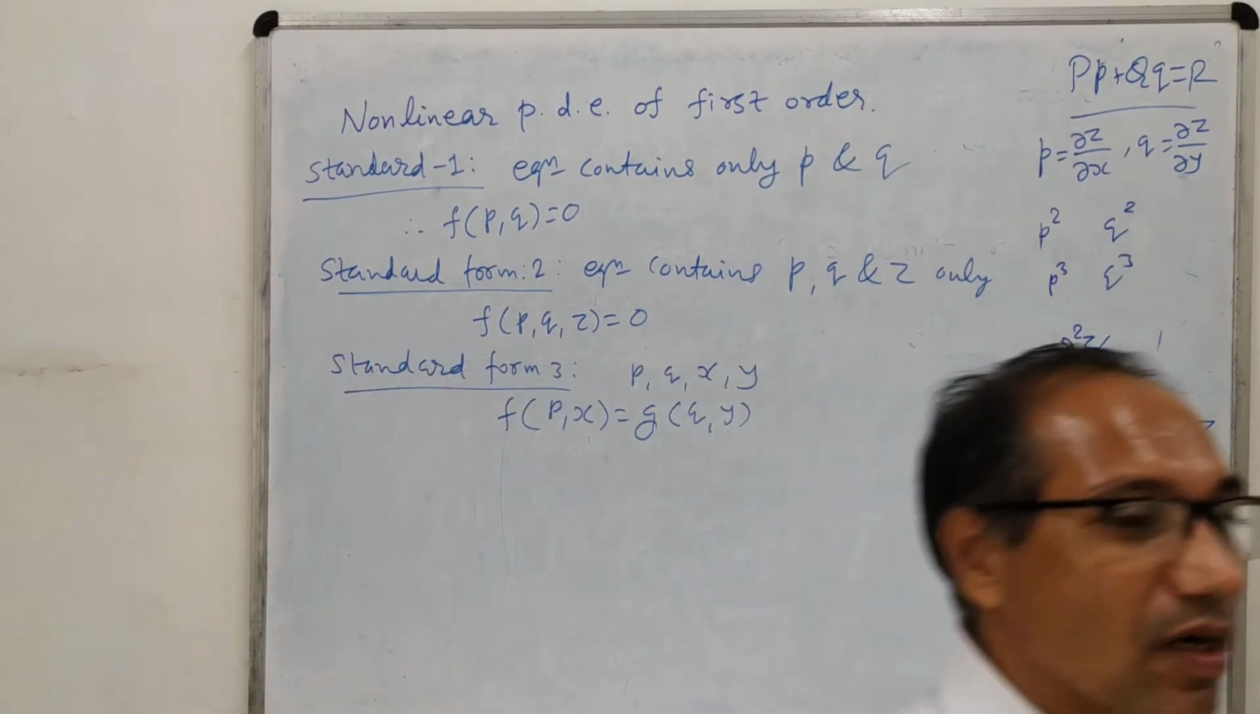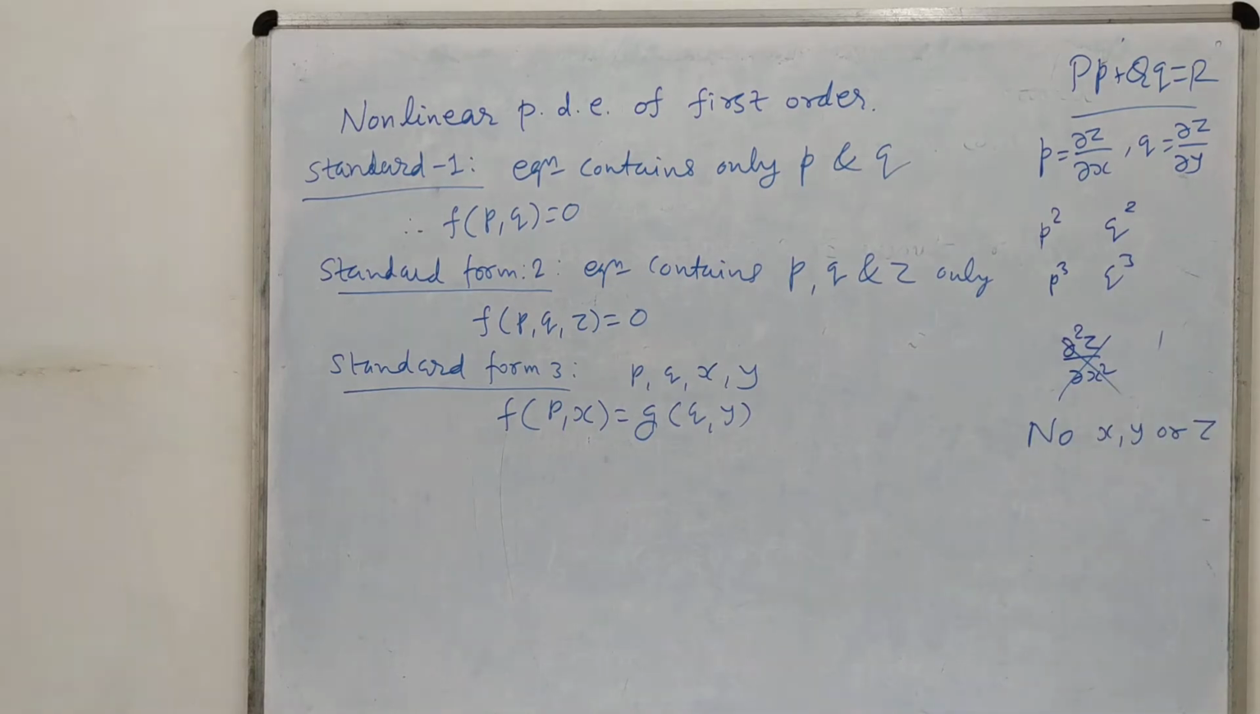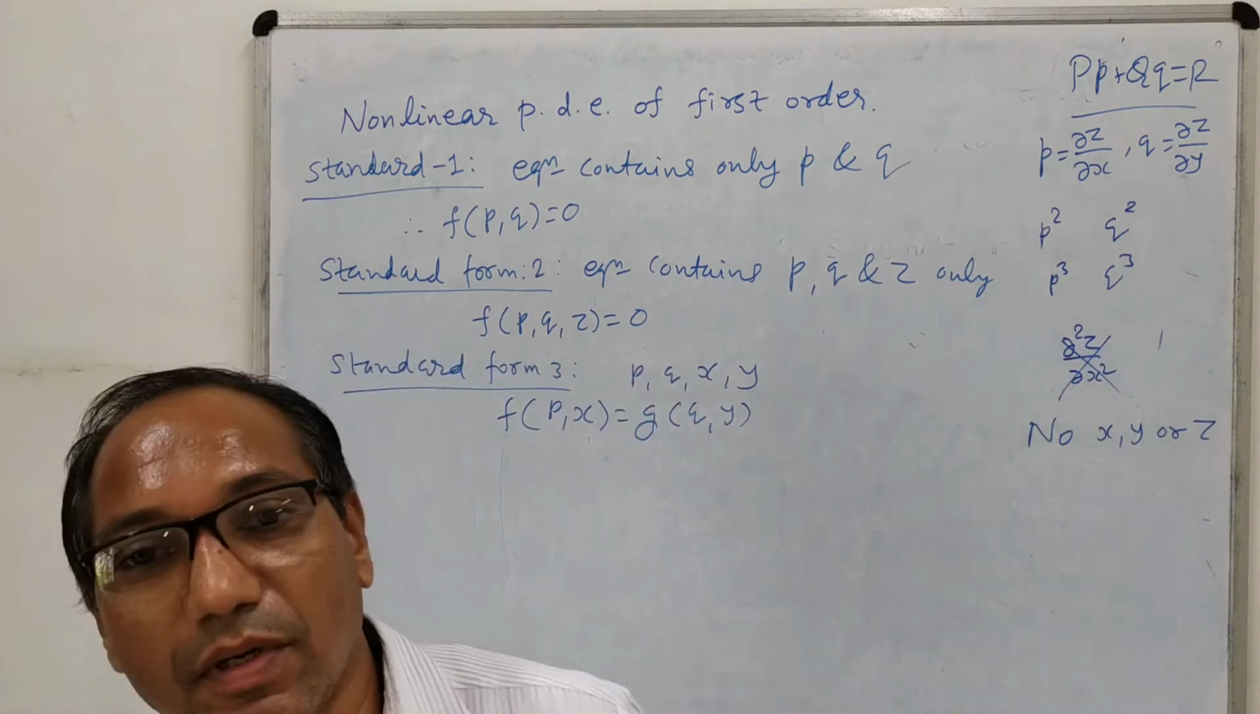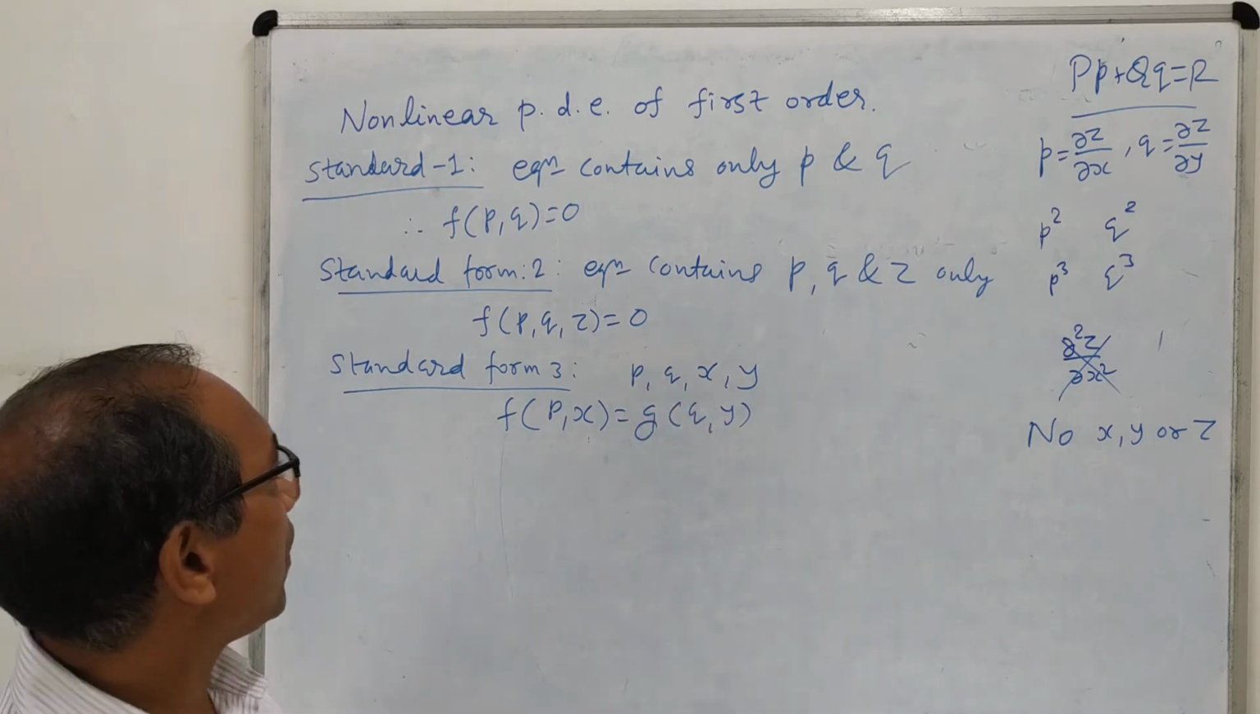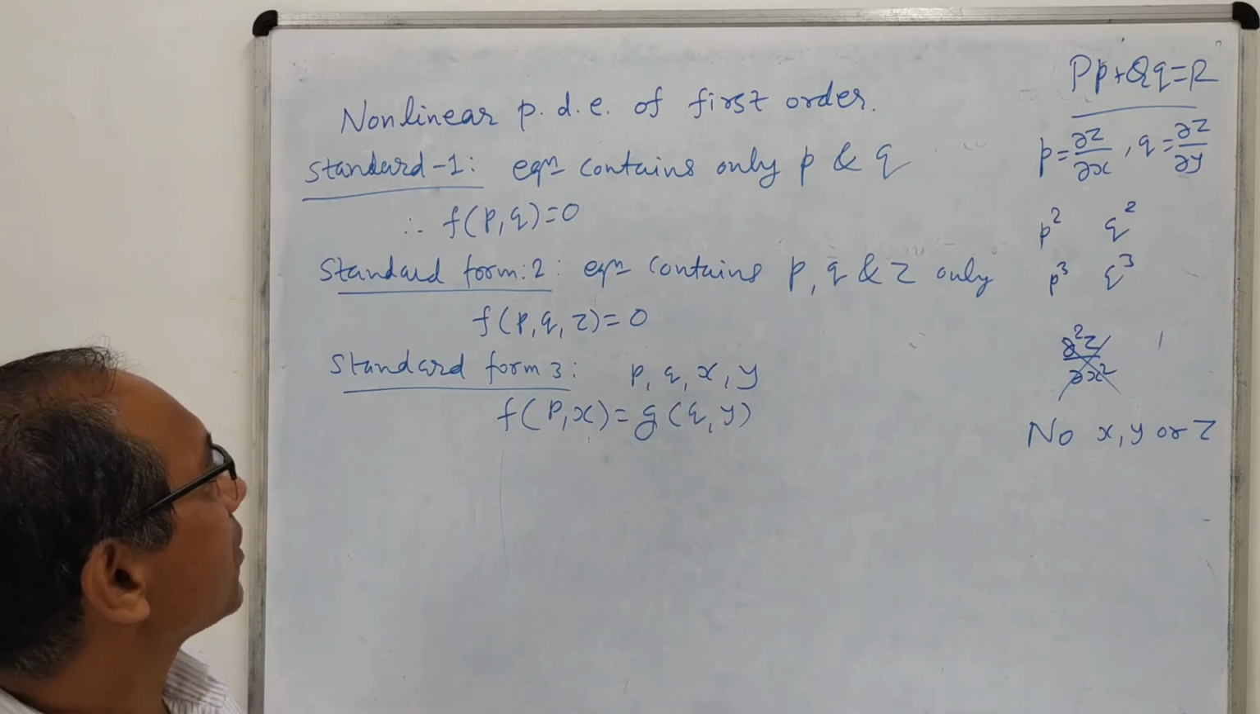That means on the left hand side we should be able to write the terms containing p and x only, and on the right hand side we should be able to write the terms containing q and y only. So in this case also we can get the solution.